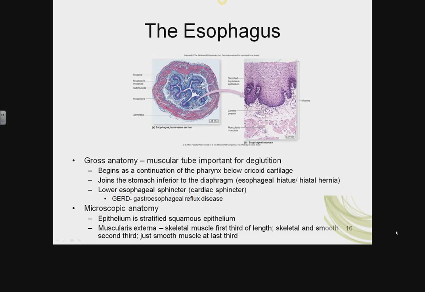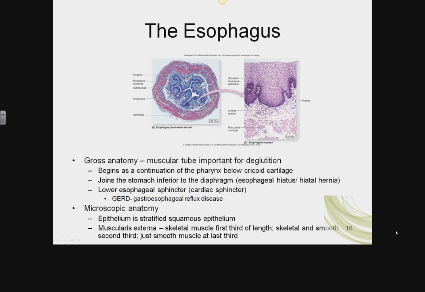But the muscularis is unique in that it contains a blend of both skeletal and smooth muscles. The two layers of muscle in the superior one-third of the muscularis layer are skeletal, and that means you have voluntary control over them. But in the middle third, we have a mixture of skeletal and smooth, which means we're transitioning in the act of swallowing to more of an involuntary process.